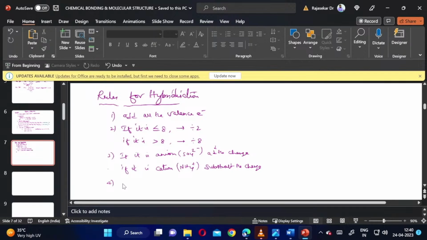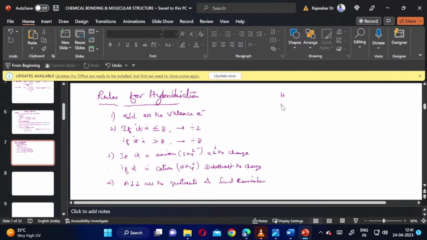Right. One more rule I will give. Suppose sometimes two coefficients will be there. In that case, you should add all the coefficients, and the final remainder. So this rule we should know. Then now I come to the example. It's very simple. You must know valence electrons, otherwise you cannot do this.